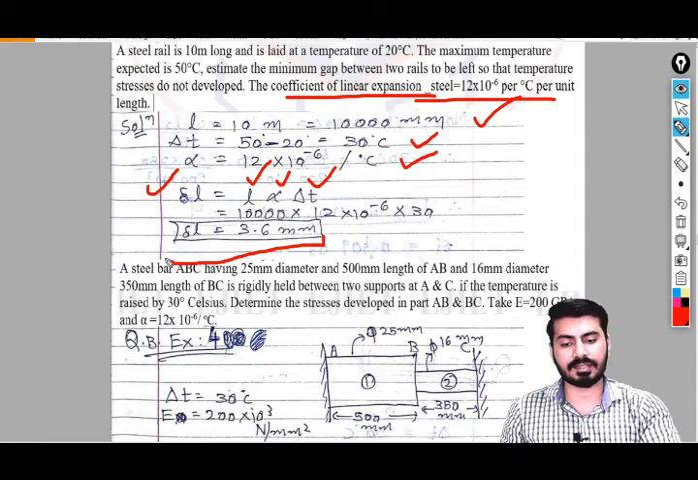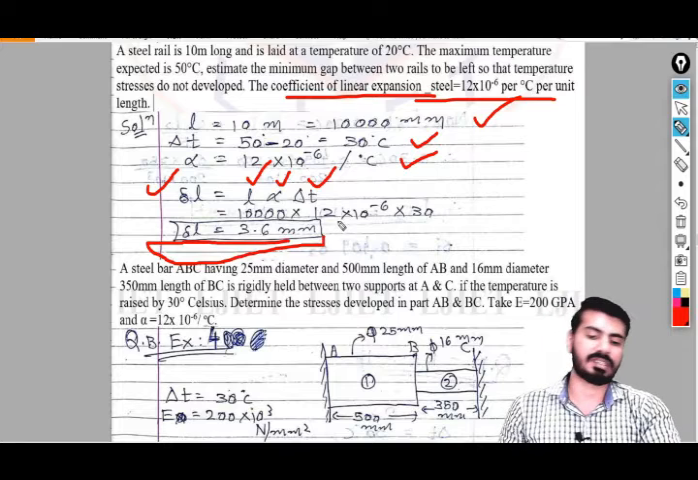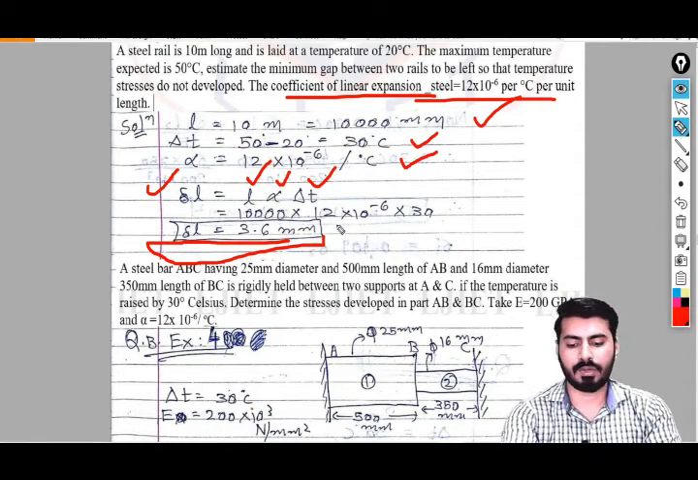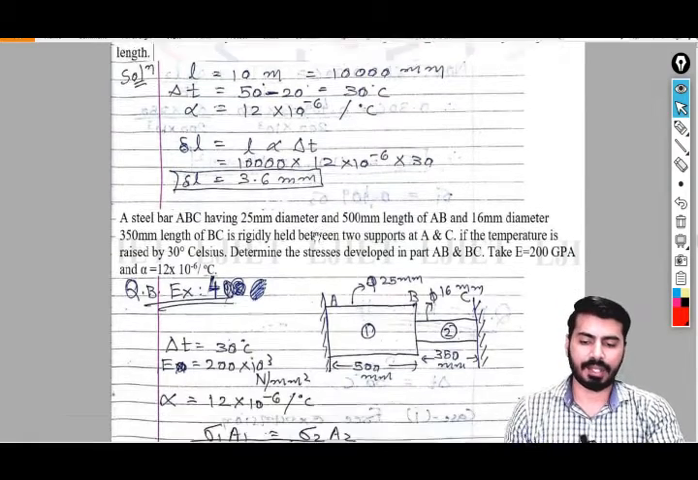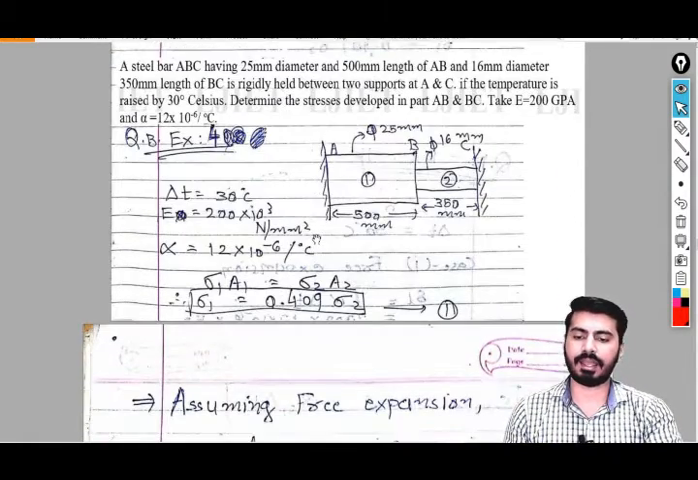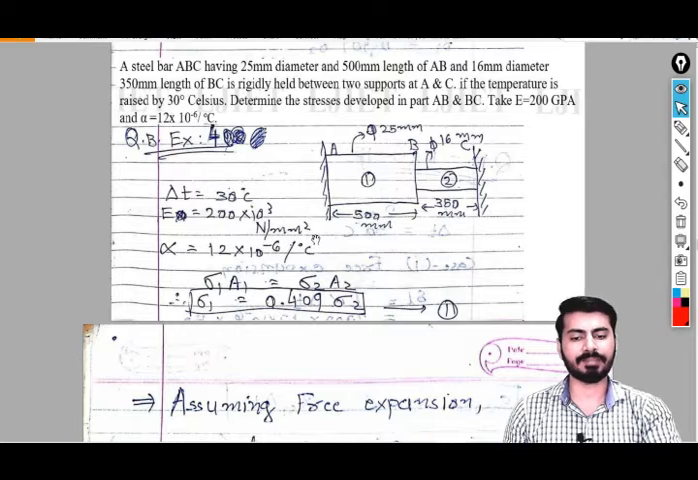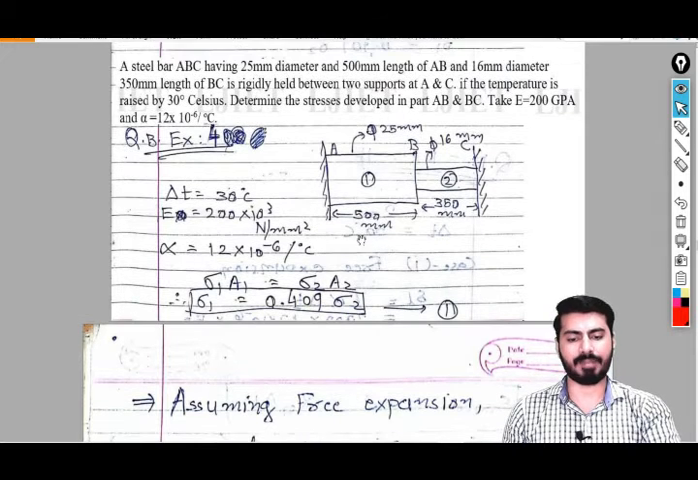You will get the answer as a delta L, that is 3.6 mm. So this was the end of this example. Now we will move on to another example, and that is the steel bar ABC having 25 mm diameter.